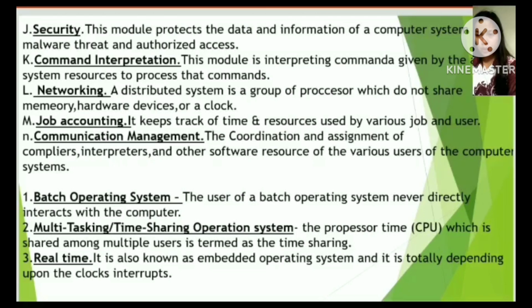Number 2 is the multitasking, time-sharing operating system. A time-sharing operating system enables people located at different terminals or shells to use a single computer system at the same time. The processor time, CPU, which is shared among multiple users, is termed time sharing.